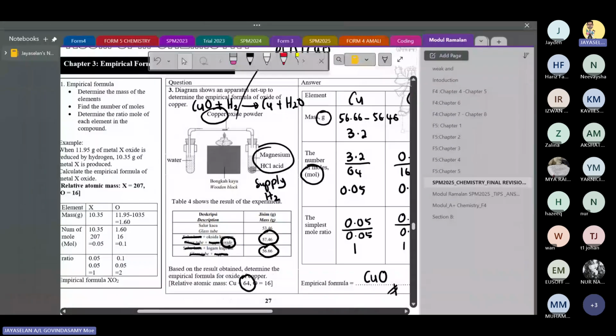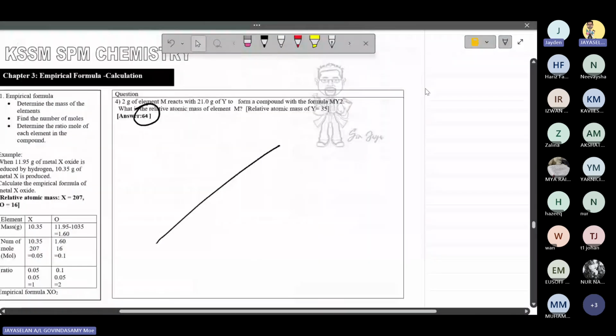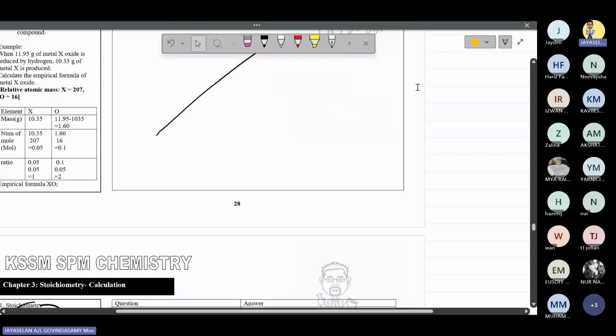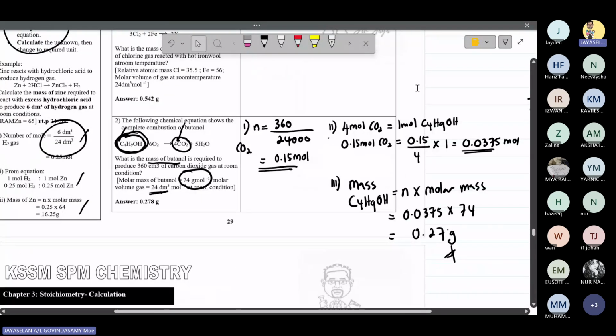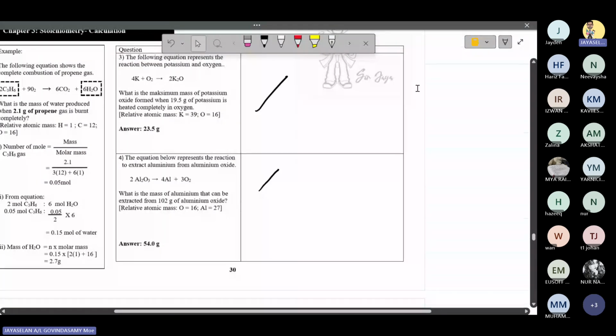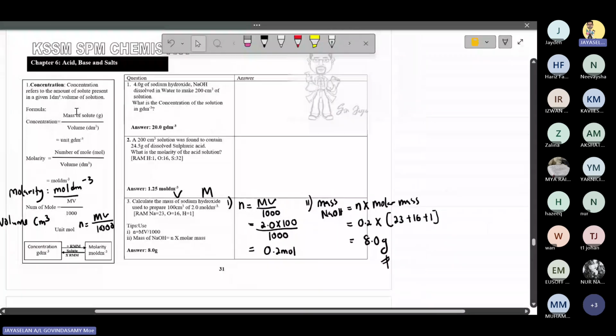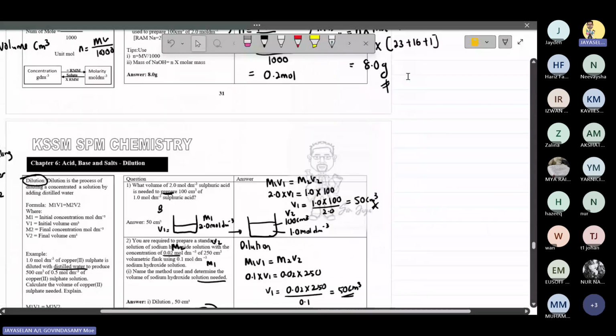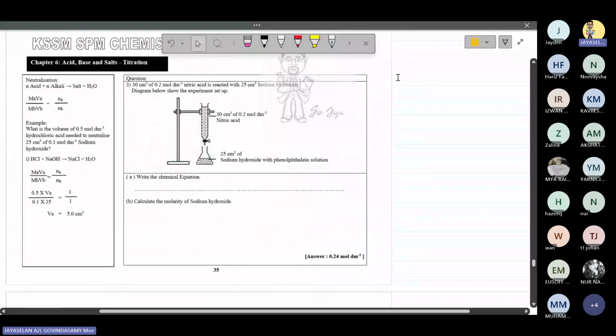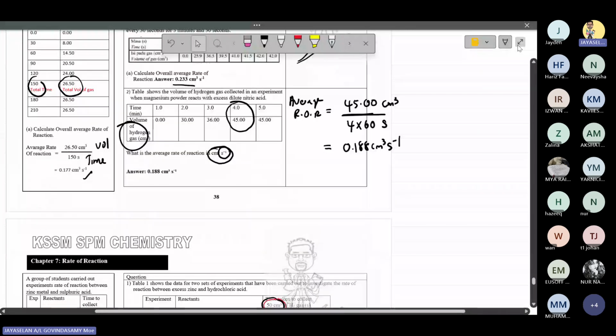Okay, so understand? So this one, try. Tomorrow, when I'm discussing chapter section C, I will discuss all the acid-base questions. Okay, so we go for today's lesson.